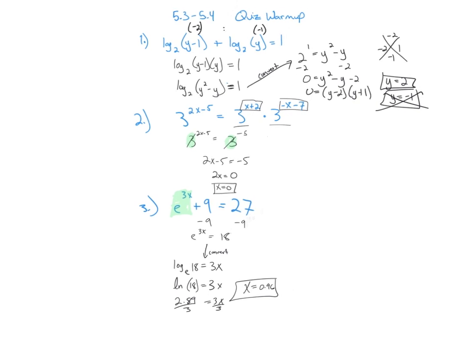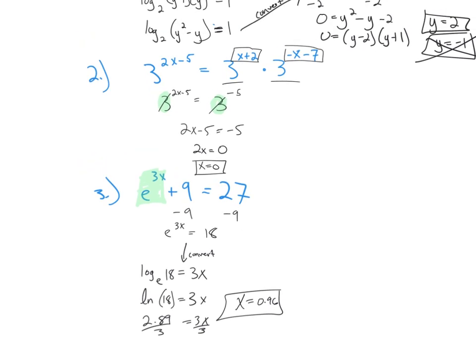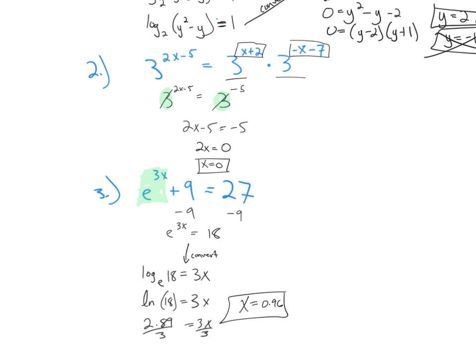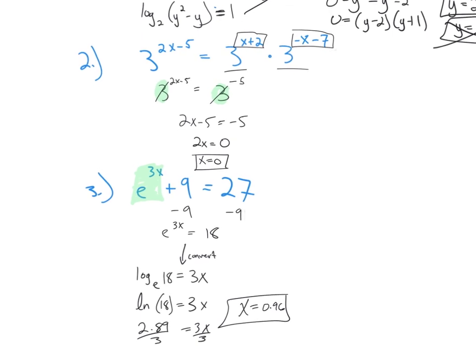So if you have only one side that has exponents or only one side of the equation that has logarithms, once you isolate it, you're going to try to convert it to the opposite form. If there are logarithms on both sides or exponents on both sides, you get the common base or the common logarithm, and then drop it and set those exponents equal to each other, or what comes after the log.